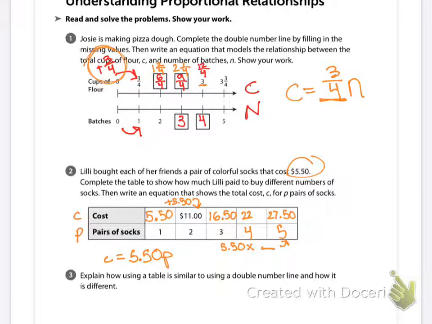What I'd like you guys to do is, in your own words, please explain right here how using that table is similar to using a double number line and how it is different.